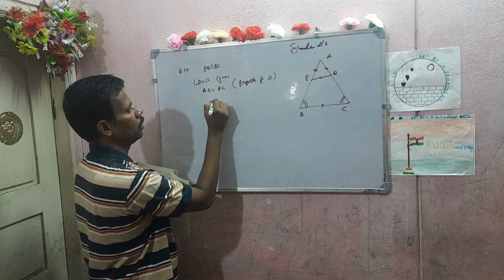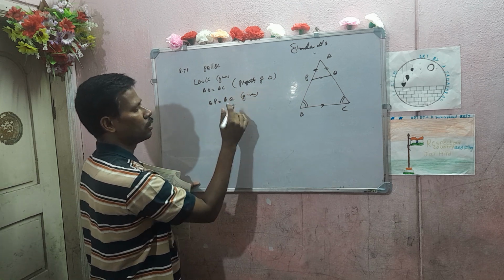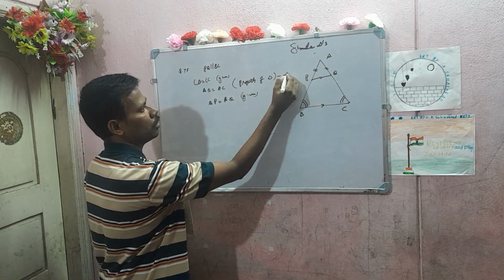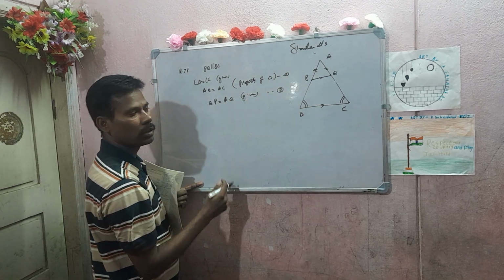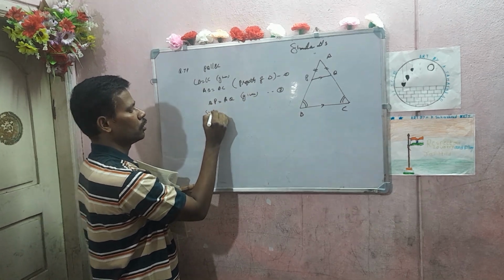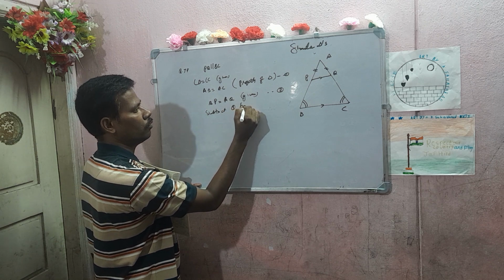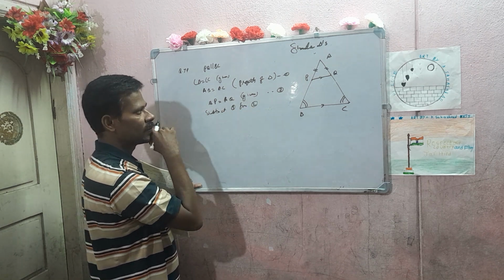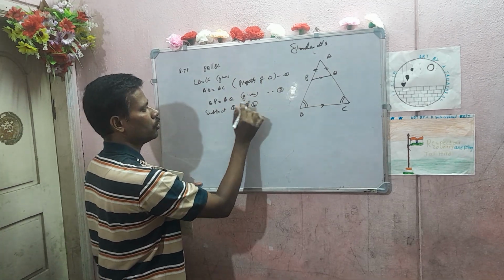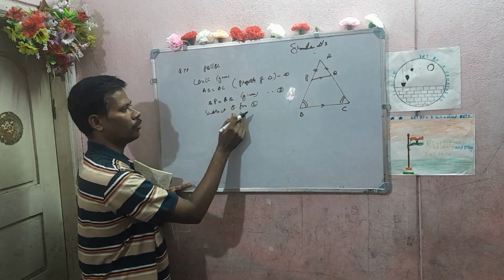Next, AP is equal to AQ, given. Mark this as 1 and this as 2. Subtract 1 from 2. You can simply write subtract.